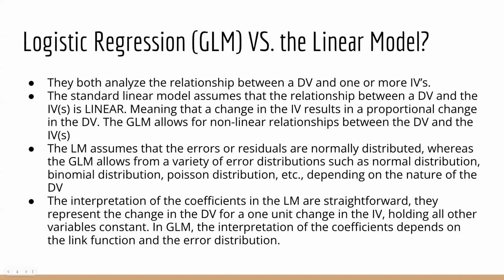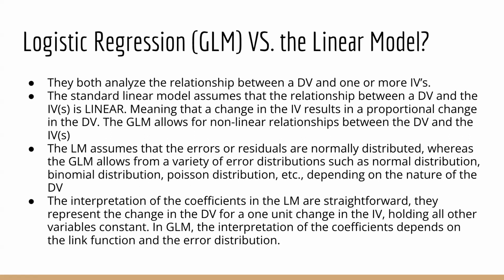Okay, so moving on, logistic regression. What's the difference between logistic regression and the linear model? They both analyze the relationship between dependent variables and independent variables. The standard linear model assumes that the relationship between a dependent variable and the independent variables is linear. So that means that a change in the independent variable results in a proportional change in the dependent variable. The GLM allows for nonlinear relationships between the dependent variable and the independent variables.